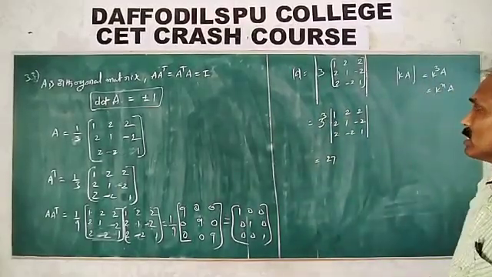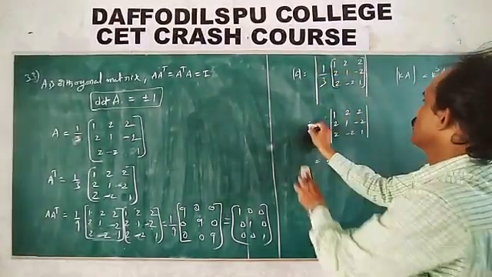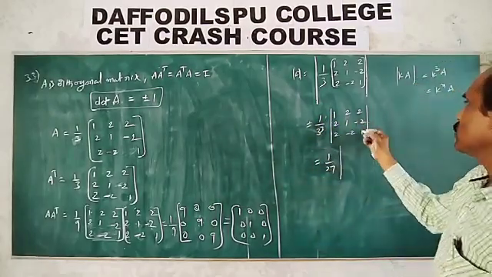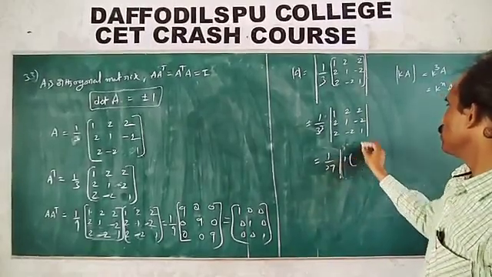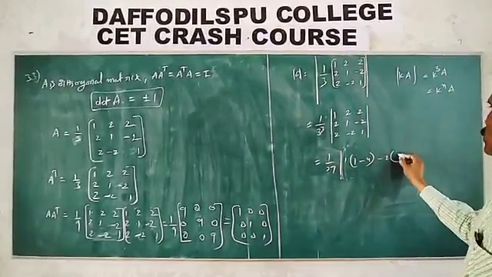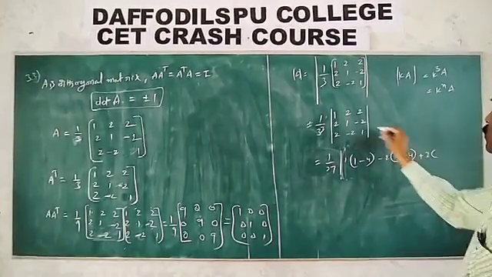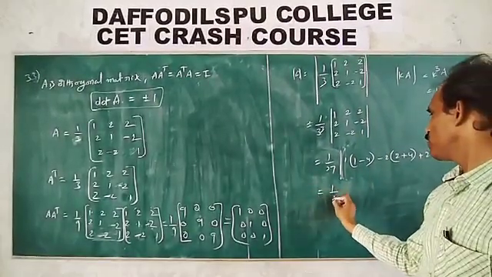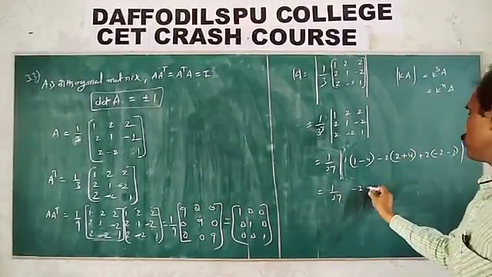Sorry, 1 by 27. This is 1 by 3 cube, which is equal to 1 by 27. Right. Now what is the determinant? 1 of 1 minus 4, minus 2 of 2 plus 4, plus 2 of minus 2 minus 2. So this is equal to 1 by 27 times minus 3, and 4 plus 2 is 6, 6 2s are 12, so minus 12.